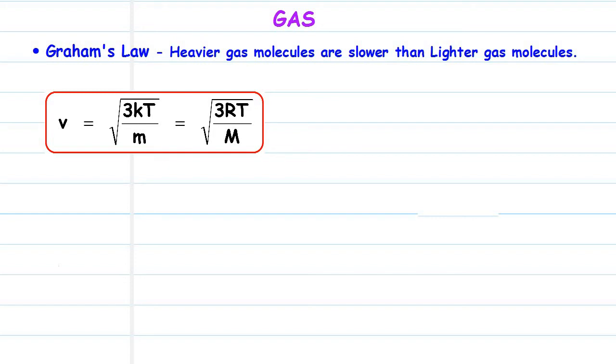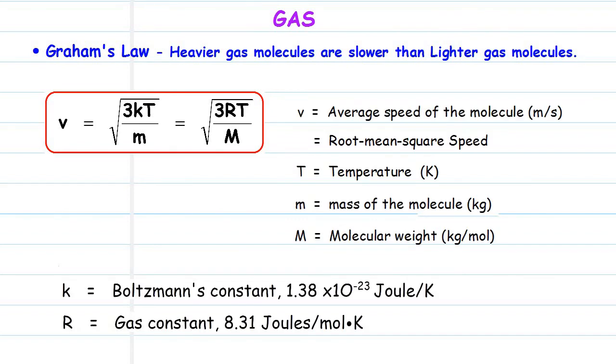V, which is the speed or velocity of a gas molecule, can be equal to the square root of 3kT over small m, or the square root of 3RT over big M. V is the average speed of the gas molecule, or root mean square speed, and in some cases, they may call it VRMS.